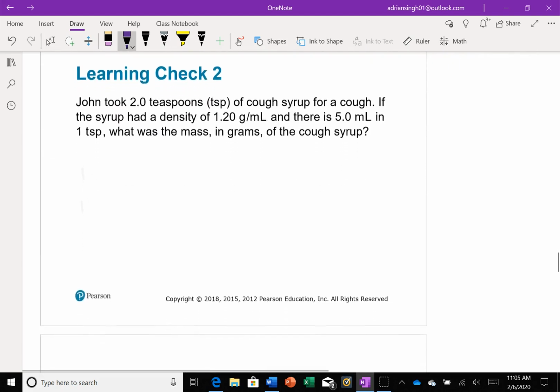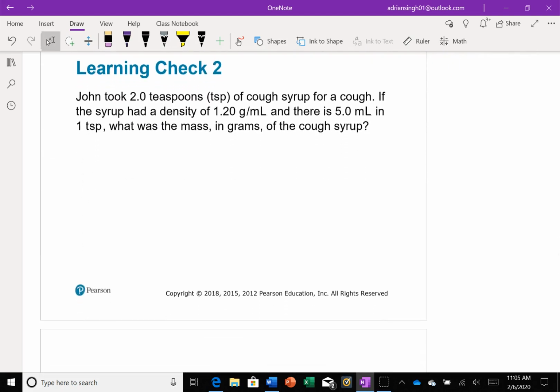All right, let's take another quick look at an example. It says John took 2 teaspoons of cough syrup for a cough. The cough syrup had a density of 1.20 grams per mil, and there is 5 milliliters in 1 teaspoon. What is the mass in grams of the cough syrup that he took?